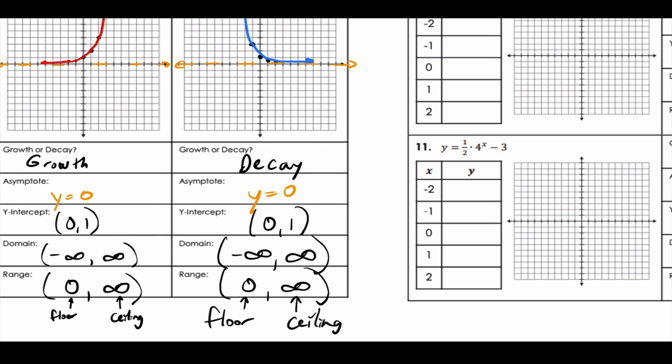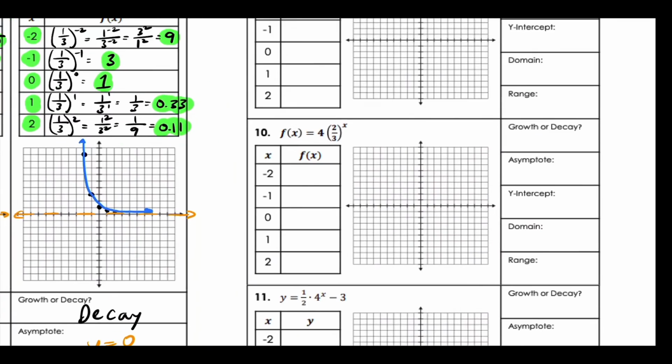Okay. Decay, the hard floor is on y equals 0, same as the one right before it. Crosses the y-intercept, same spot, 0, 1. Domain, always the same. And range is the same because the floor is at the same and it goes up forever and ever and ever.